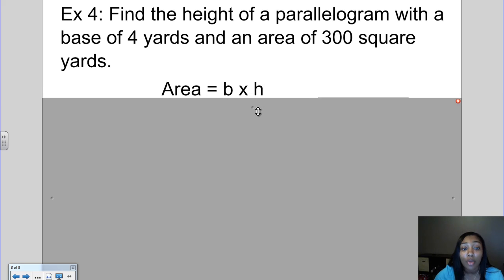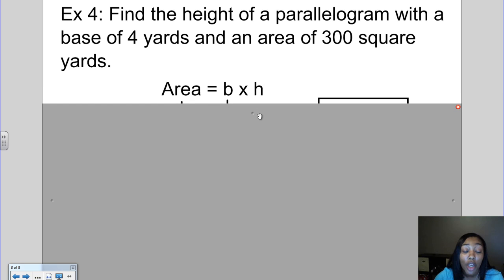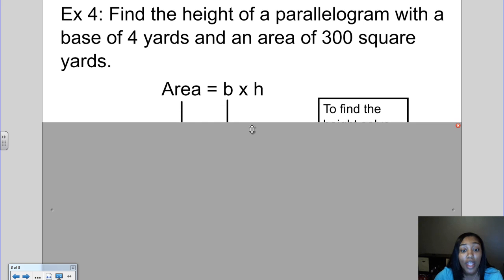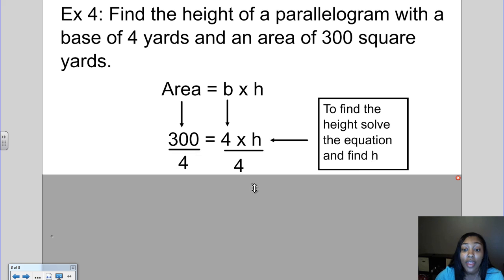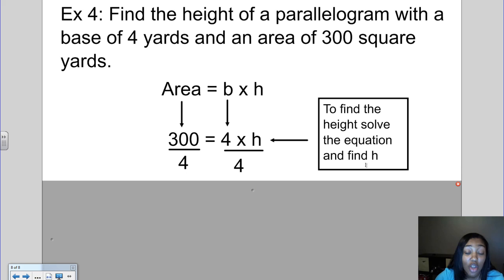Now we're still going to start by writing our formula, and our formula is still area equals B times H, or base times height. Then the next thing we're going to do is plug in the numbers that we know. Well, this time, instead of plugging in the base and the height, we're going to plug in the base, which is 4, and then we're going to plug in the area, which is 300, and we're going to leave the H as an H because we don't know what the height is yet. Now, to find the height, you're going to have to solve this as an equation. So that means we're going to have to figure out what H is, our missing number.